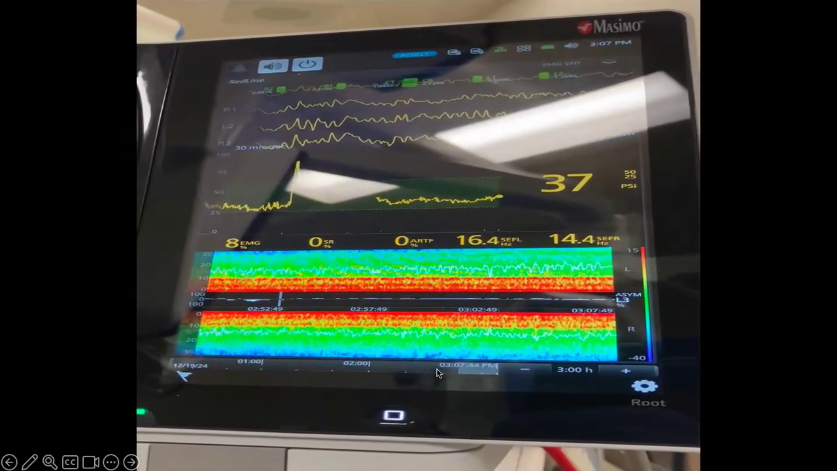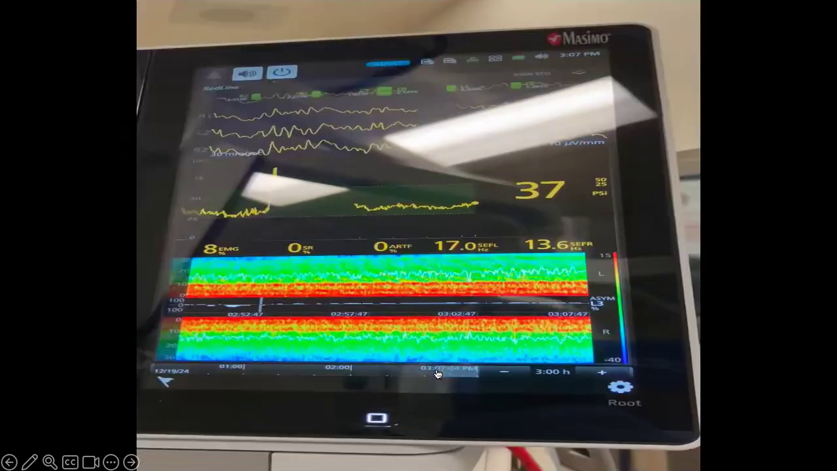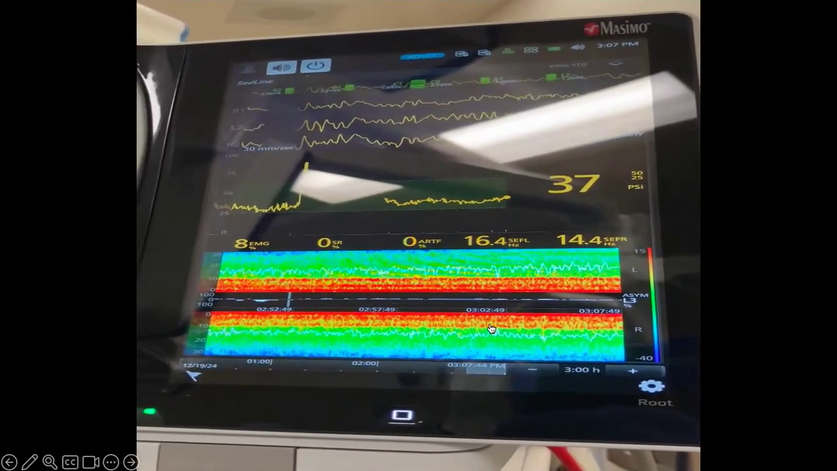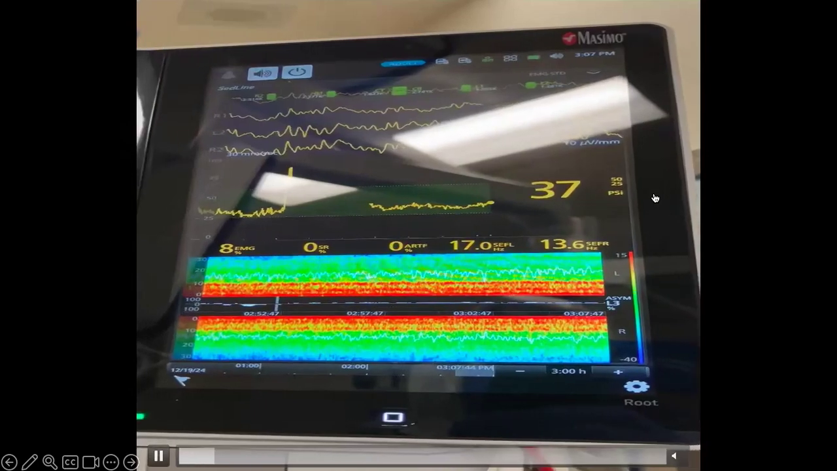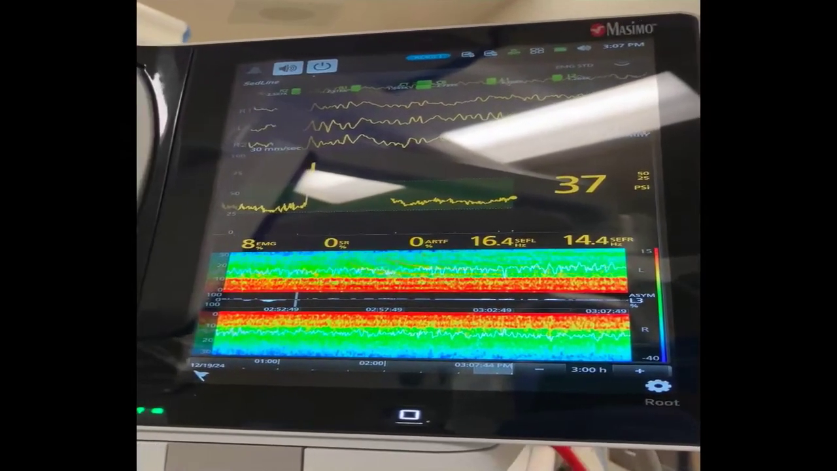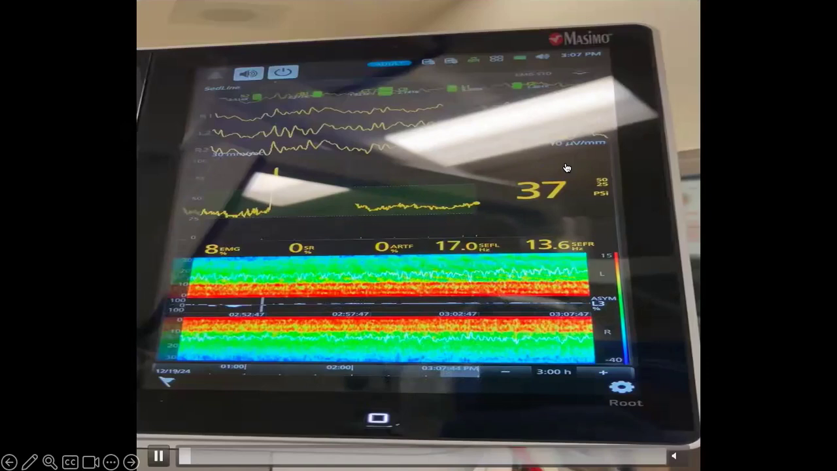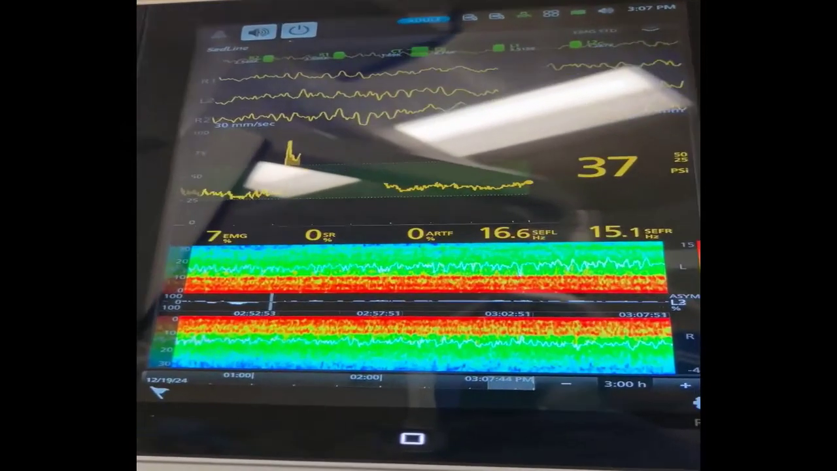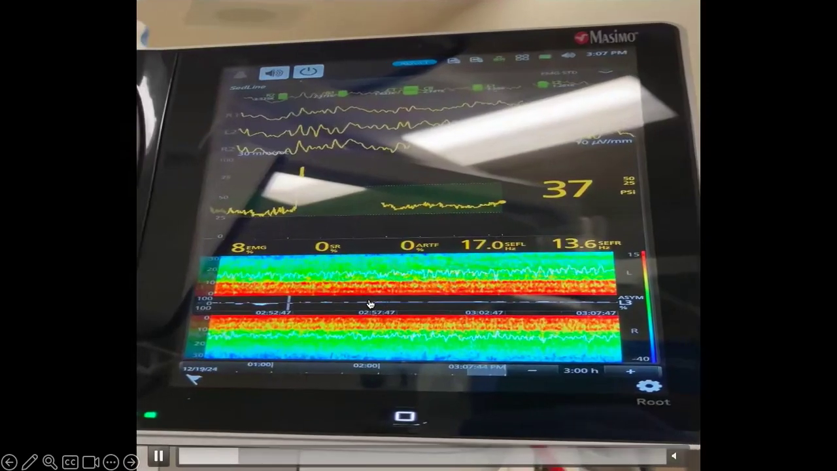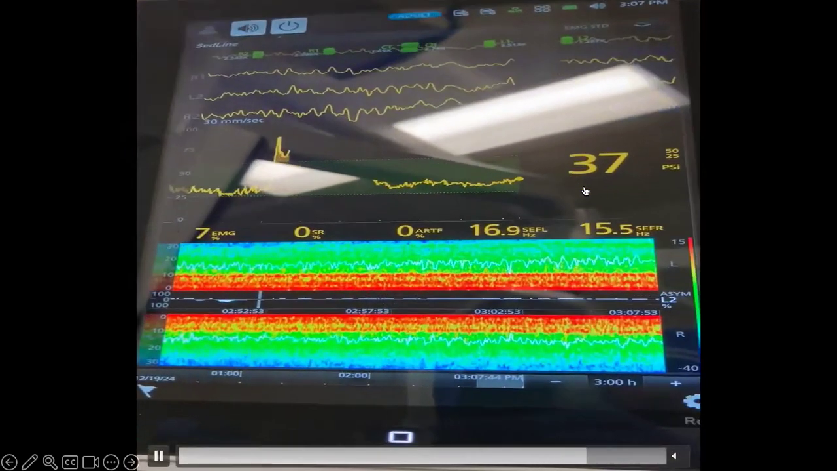This is a SedLine. The dimensionless number is called the PSI. This one, unlike the BIS, which is 40 to 60, is 25 to 50. So that's the range for an adequate anesthetic level. And in this case, our patient is adequately anesthetized because we're at 37, which is between 25 and 50.